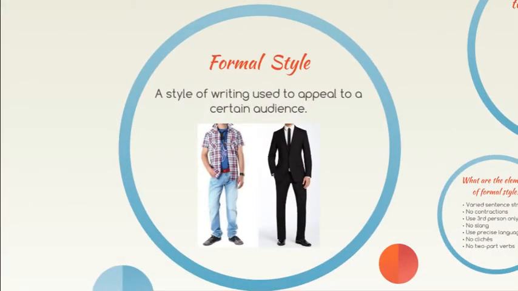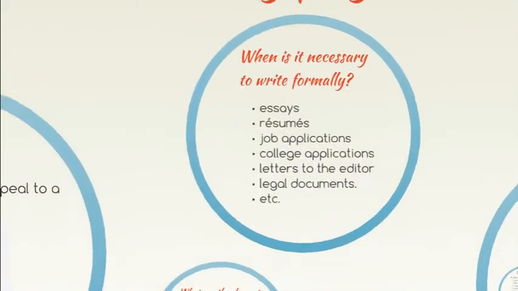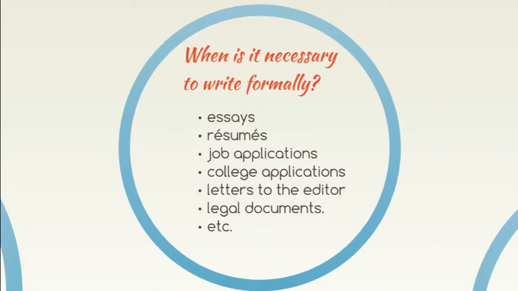Formal style is used to appeal to a certain kind of audience versus informal style, which might be used for an audience that's more casual or more close to you. You need to make sure that you know which style is required for each situation. When is it necessary to write formally? Well, here are just a few examples. In essays, which is the main way that we'll be demonstrating formal style in English 1, resumes, job applications, college applications, letters to the editor, legal documents, etc. You never know when you might need to write formally.